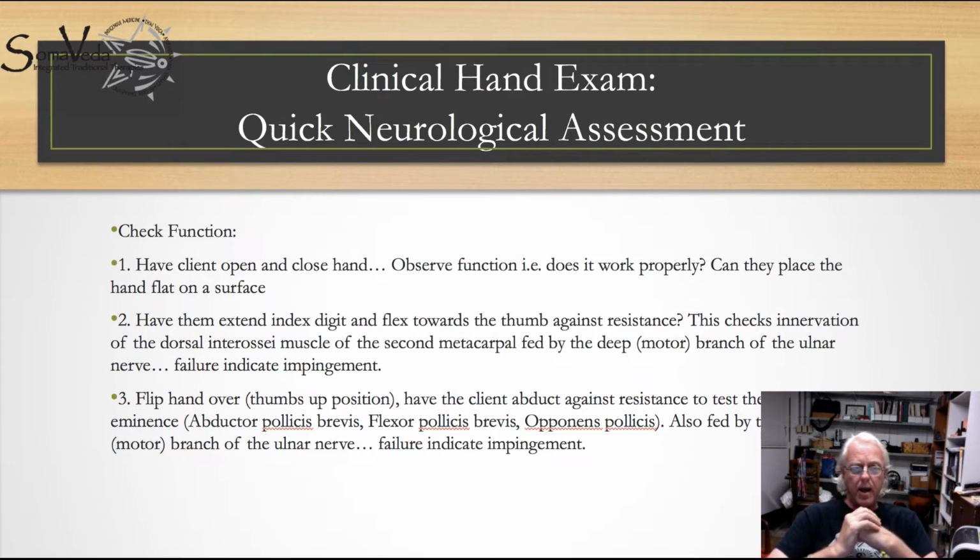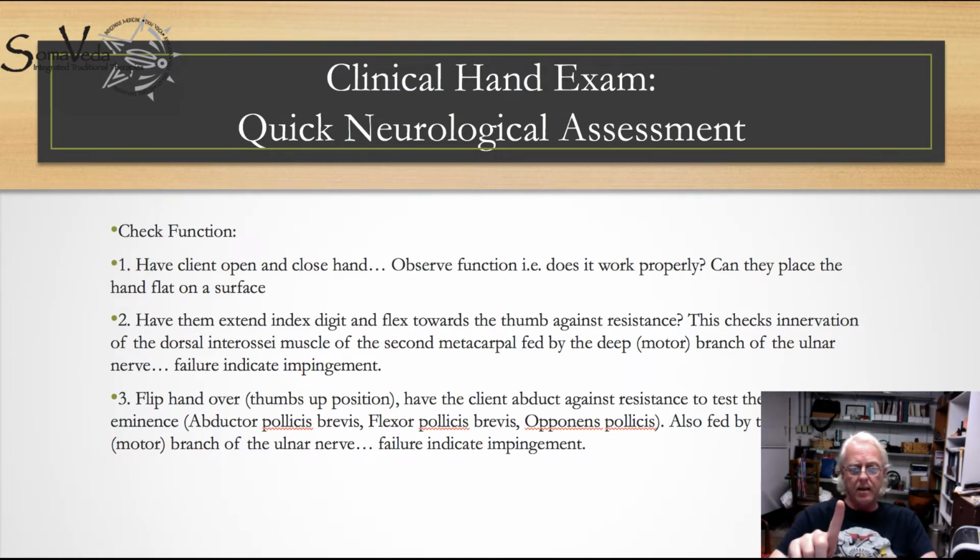All right, let's talk about some quick neurological assessments. One, to check function: have the client open and close the hand. Can they open and can they close the hand? Can they do it quickly? Observe, does it work properly? Can they place their hand on a flat surface or not? Or if they place their hand on a flat surface, does it cause them pain, numbness, or tingling?